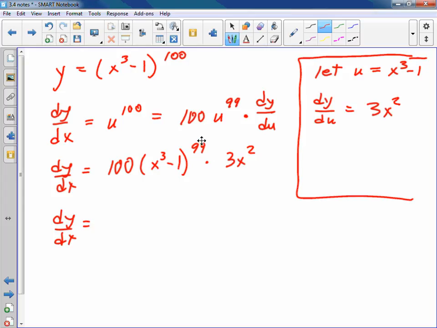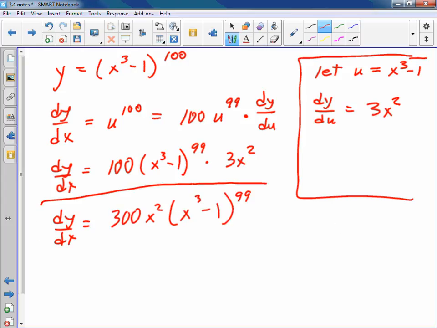I can't deal with this one, Jose, because it's raised to a power, but I can deal with this one because it's the whole thing times 3x squared. So what can I do? What's 3x squared times 100? There you go. So we can go 300x squared times x cubed minus 1 to the 99th. There we go.